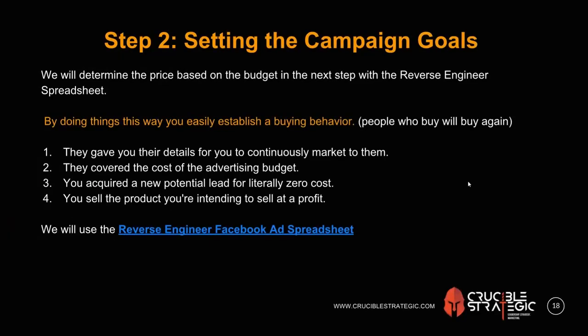Moving forward. So part 2 of this, we need to determine the price based on the budget in the next step with the reverse engineer spreadsheet. And I have a spreadsheet that automatically calculates this stuff for you. If you have Google Sheets, you can make a copy of it. By doing things this way, you're going to establish a buying behavior like I talked about before. People who buy will buy again, all right?